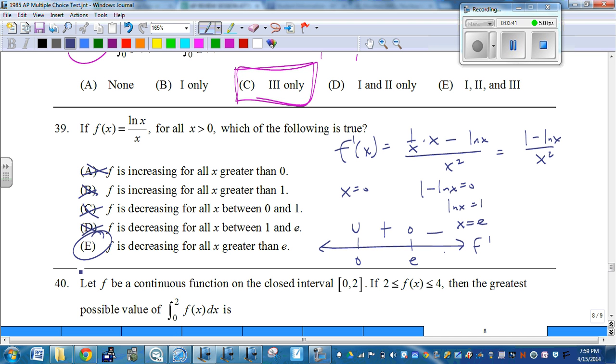Yes. There you go. Another question with e, and the answer is e. You know what to do now.